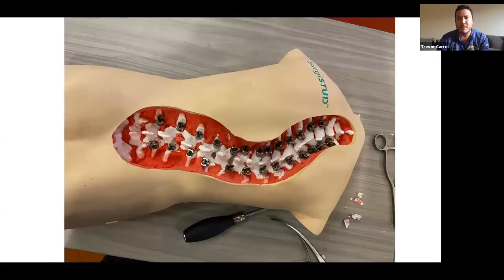So this is the model. This is the one we used yesterday. This is pretty helpful because it's 3D printed and it has the deformity in it as well.